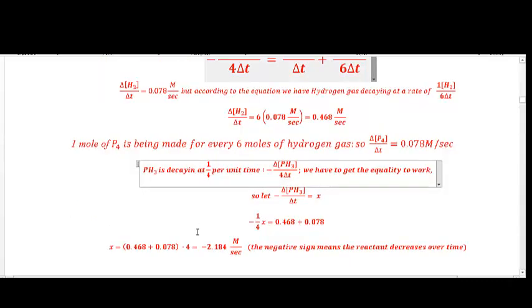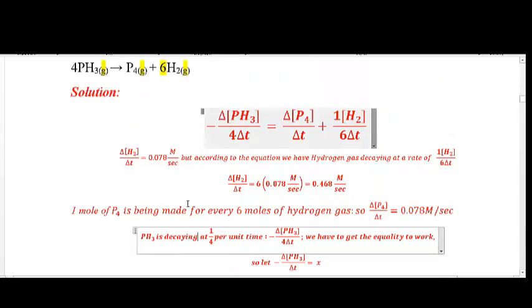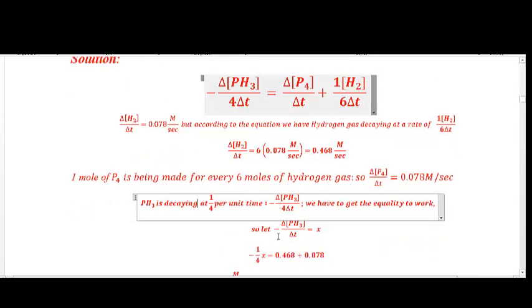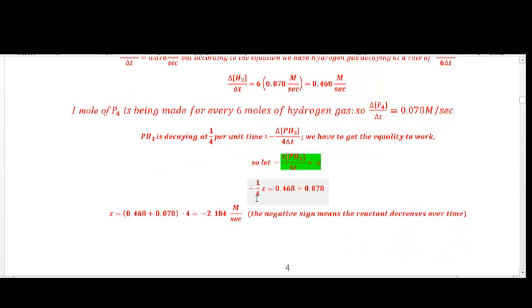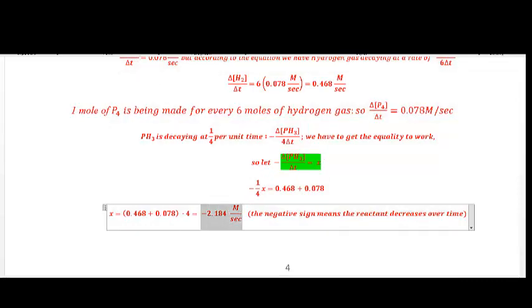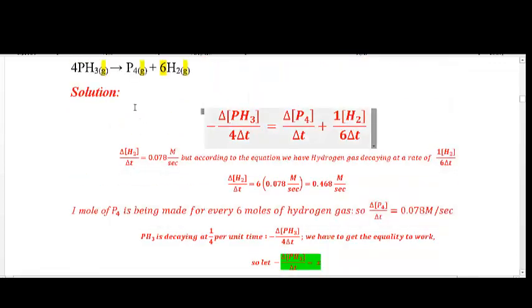You've got to realize that PH3 over time is decaying at a rate of 1/4 per unit time. Negative because it's a reactant, and reactants are going to decay and products are going to accumulate. So let's just make the change in PH3 concentration over time equal to x, and it's negative because it's decaying. So letting this be x, we let minus 1/4 x equal 0.468 plus 0.078. And solving for x, we get minus 2.184 molarity per second. So this is going to decay at about minus 2.2 molarity per second.